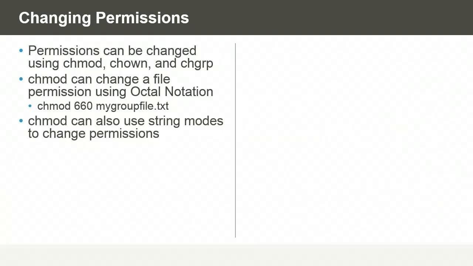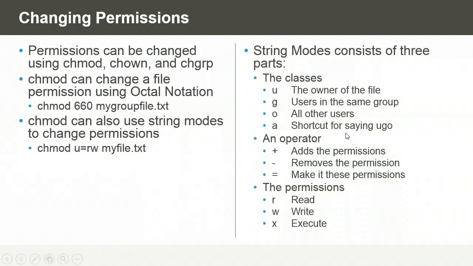Change mode can also use string modes to change permissions instead of those numeric values. For example, we might type in chmod u=rw. This means user would be set with read and write permissions for a file called myfile.txt. So we can use u for user, g for group, o for all other users, or a for all. It means user, group, and other.